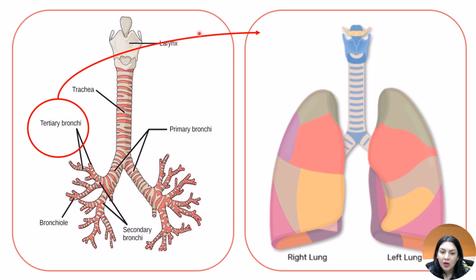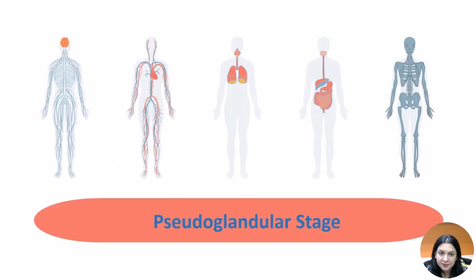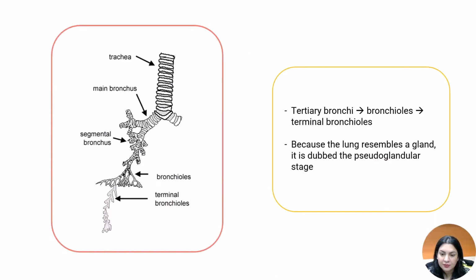And so how you go from primary bronchi to the secondary bronchi or the lobar bronchi to then the tertiary bronchi or the segmental bronchi, ultimately, by the time you get to the tertiary bronchi, that marks the end of the embryonic stage of the development of the respiratory system. So the next stage we start to go into is the pseudoglandular stage.